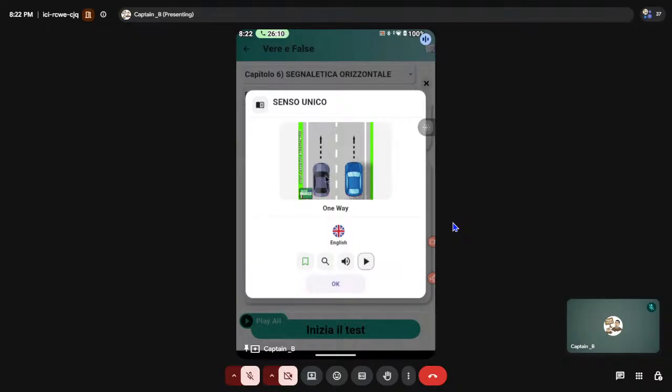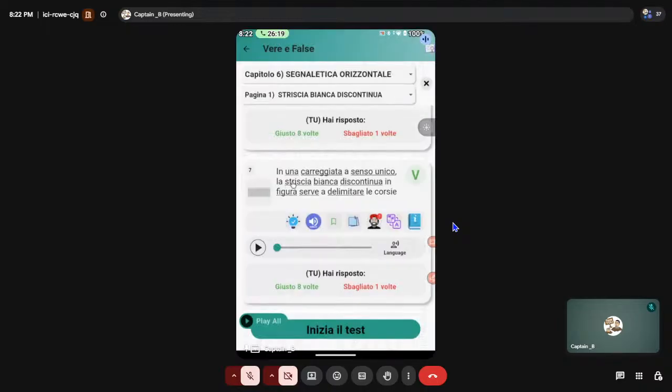All right, but this one is talking about one-way circulation, also known as senso unico. Okay, good. Nella carreggiata a senso unico, which is the correct way, that is one-way circulation, le strisce bianche discontinue, meaning the white discontinuous line, in figura, this figure, serve a delimitare le corsie. Now that discontinuous line serves for limiting each lane. So it limits you not to stay on this lane for coming, using it to go. Let me show you a picture.